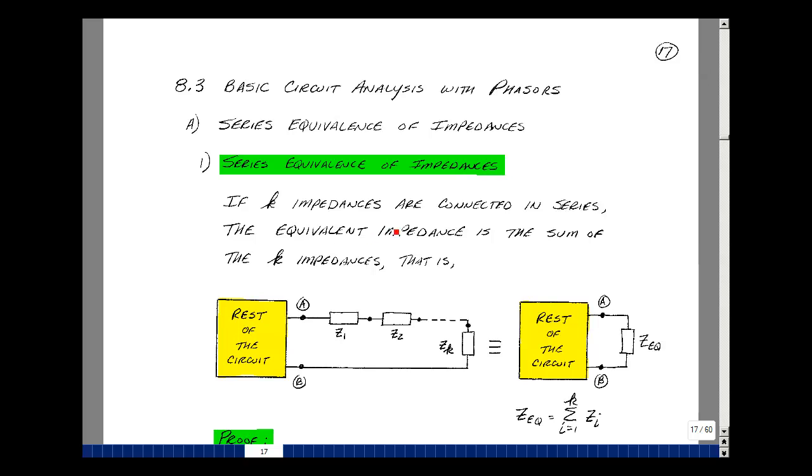If K impedances are connected in series, the equivalent impedance is the sum of the K impedances. You can do this graphically. Here's an impedance Z1, Z2 through Z sub K. To be in series means you share the same current. You can replace these by a single impedance whose value is Z equivalent, which is the sum of the K impedances. Now, why would this be true?